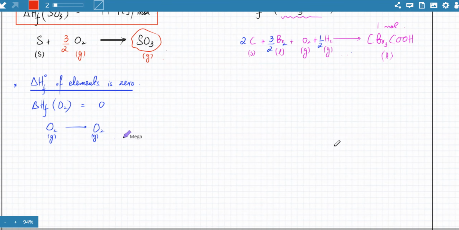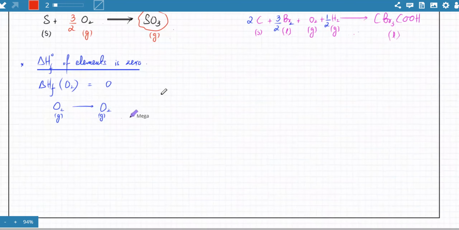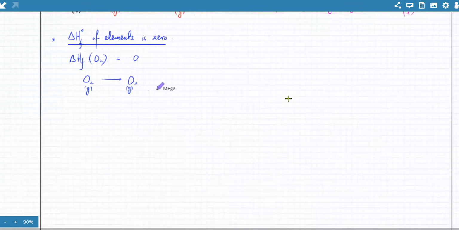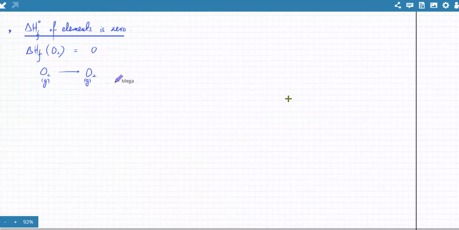And remember that this is very important. It's going to help you out in questions that we'll solve later on. Now, the next thing that we're going to talk about is the next definition, which is the standard enthalpy change of combustion.